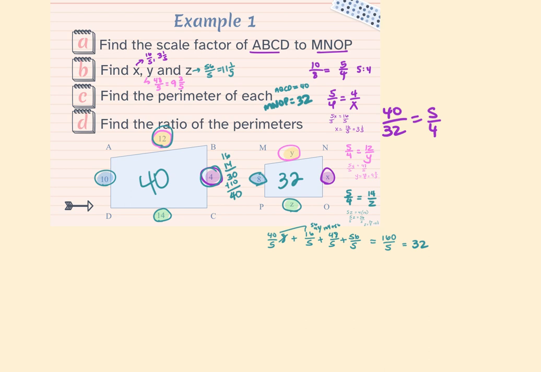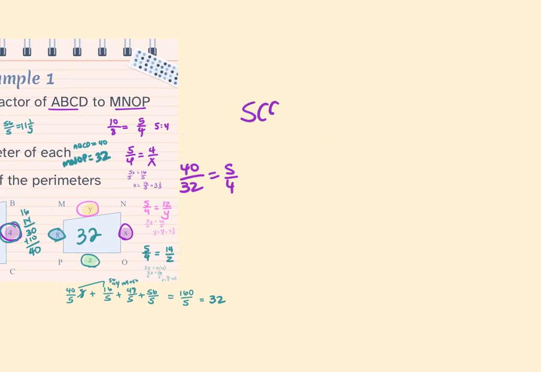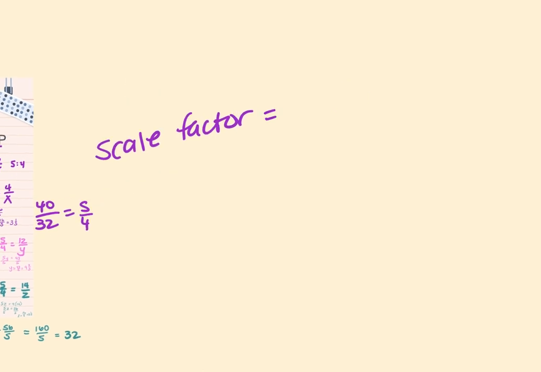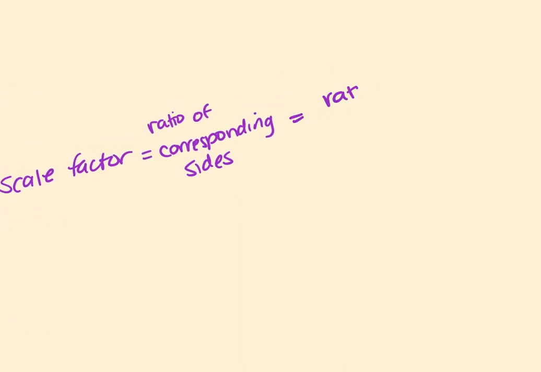So that is always going to be true. Your scale factor will be equal to any ratio of the corresponding sides. It will also be equal to the ratio of the perimeters. Okay, so scale factor would equal any of the corresponding sides ratio, and also the ratio of the perimeters.